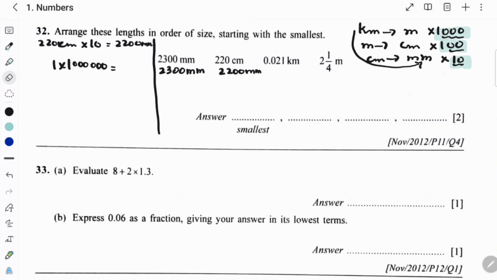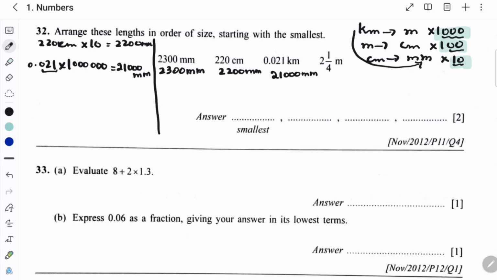It was 0.021. 3 digits are already there. Then you put 3 extra zeros to maintain multiplying with 1 million. So millimeters. I hope you remember how to multiply mentally by 10, 100, 1000 into decimals also, and divide also. So that is becoming 21,000 millimeters. The previous were only 2,300 and 2,200, and obviously 21,000 is the largest among these three.